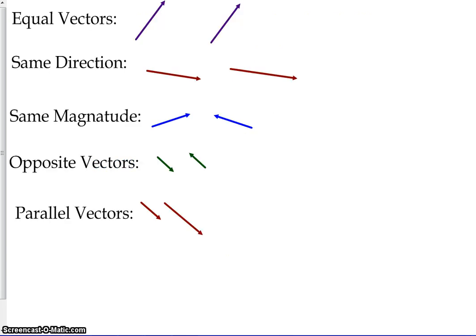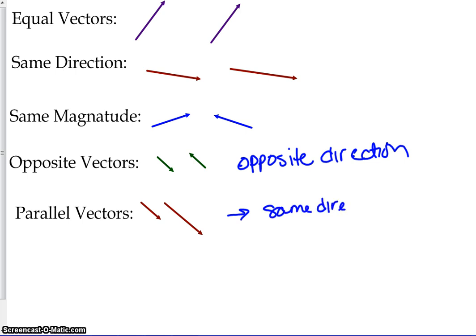All right, so we have equal vectors. We have vectors that are going in the same direction and have the same magnitude. One that we want to talk about is opposite vectors. Basically, opposite vectors have to have exact opposite, or 180-degree opposite, directions. And then they're going to be opposite vectors. In order for two vectors to be parallel, they have to be going in the same direction.